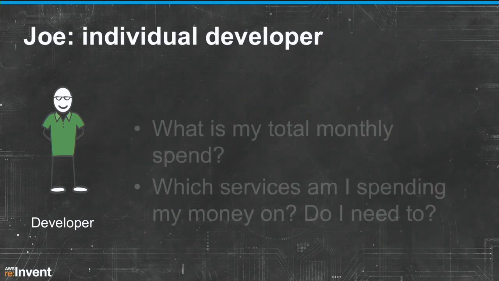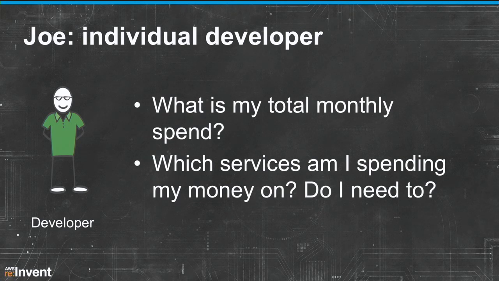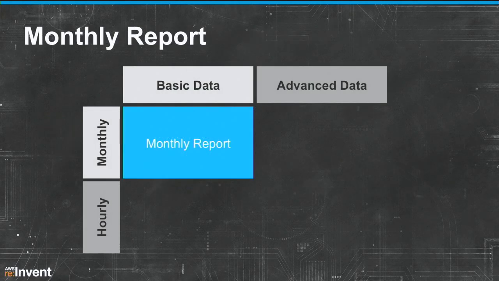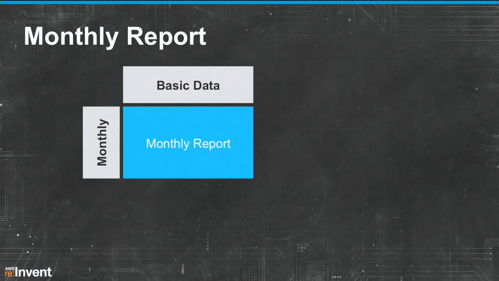As an individual developer, to control his cost, Joe needs to find answers to a relatively simple set of questions. For example, he wants to know what his total monthly spend is, or what he is spending his money on, and does he really need to spend this money? And that's where the monthly report can help Joe answer these questions.